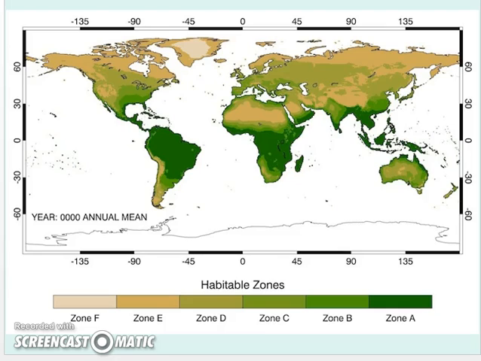Zones that are in the dark green tend to be warmer, have a lot of agricultural activity, and then you have the less desirable ones in the lighter color. This is obviously ice. Antarctica is completely white because that's frozen ground. So the lighter the color, the less likely there is population there, right?